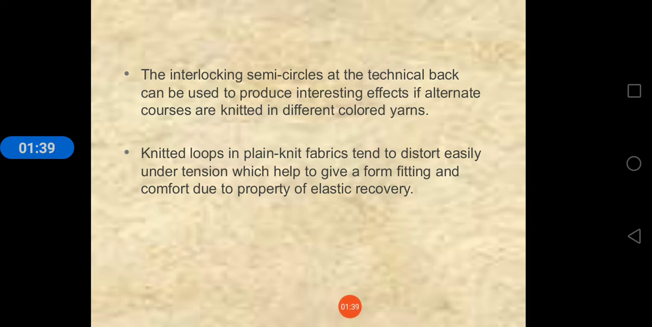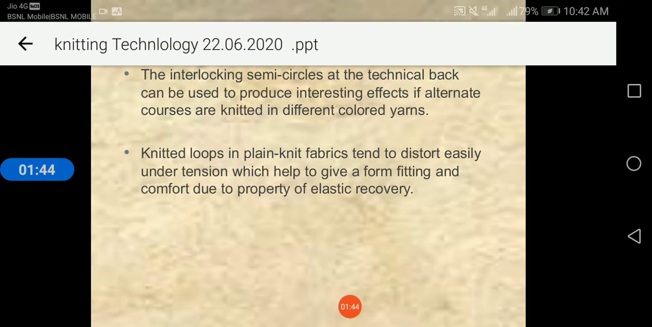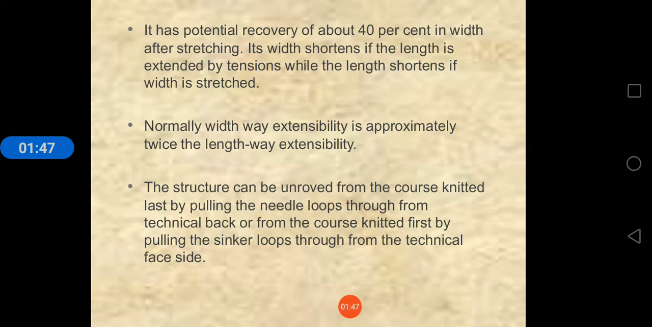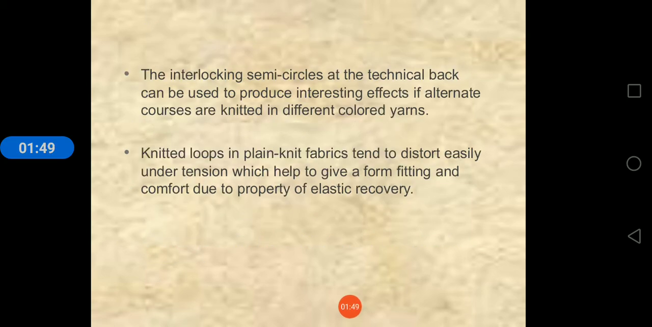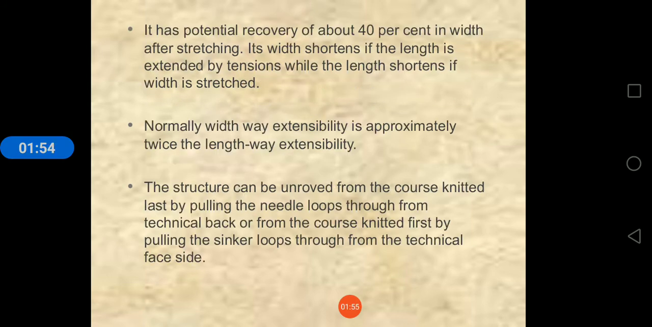Knitted loops in plain knit fabrics tend to distort easily under tension, which helps to give a form fitting and comfort due to the property of elastic recovery. It has a potential recovery of about 40% in width after stretching. Its width shortens if the length is extended by tension, while the length shortens if the width is stretched. Normally, widthway extensibility is approximately twice the lengthway extensibility.